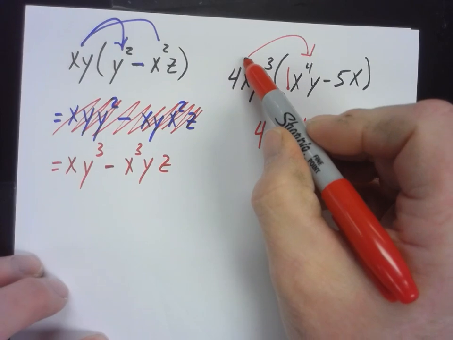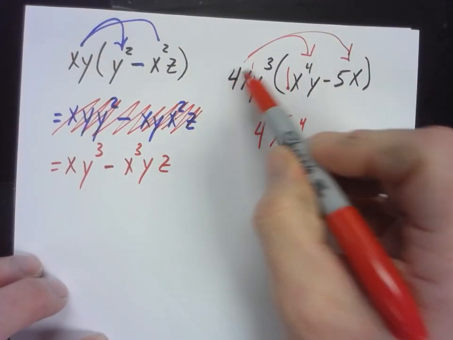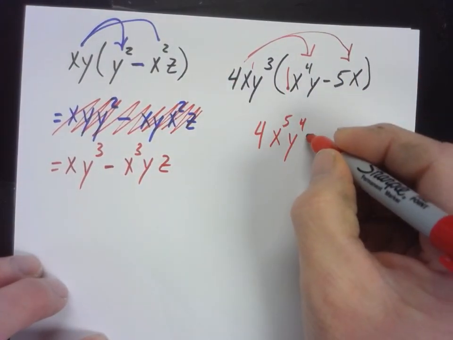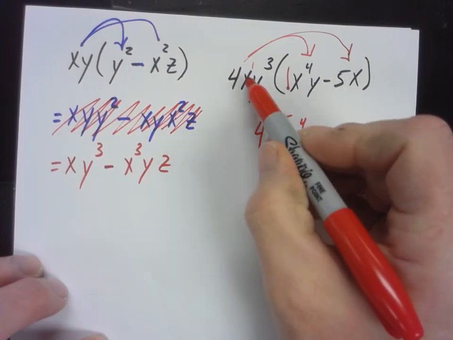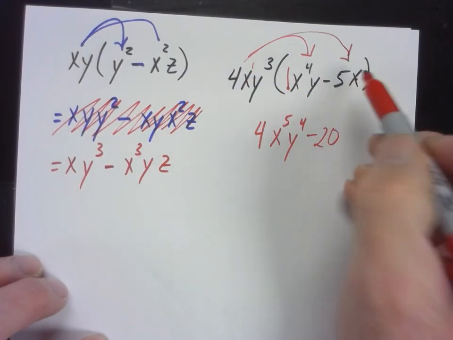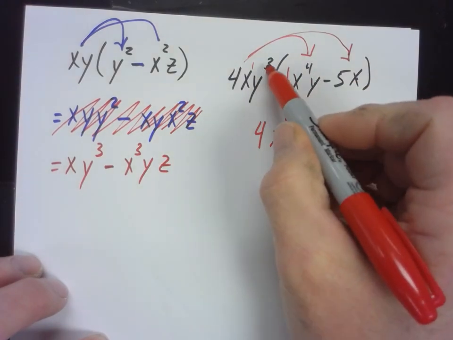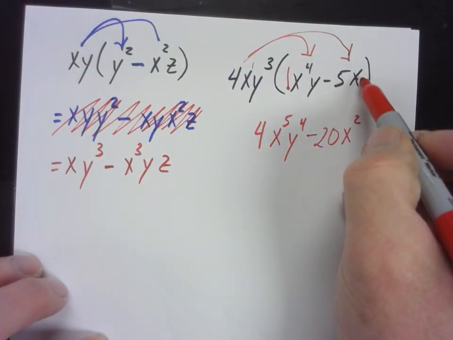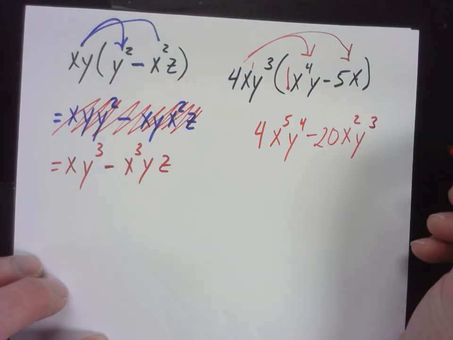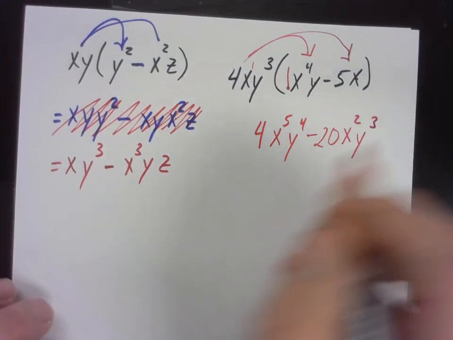And then we're gonna multiply the second term. 4 times negative 5. And what about x times x? X squared. Okay. And now we still have to take y cubed times this last term as well. So it's still y cubed over here too, times y cubed. Shall we see another one?